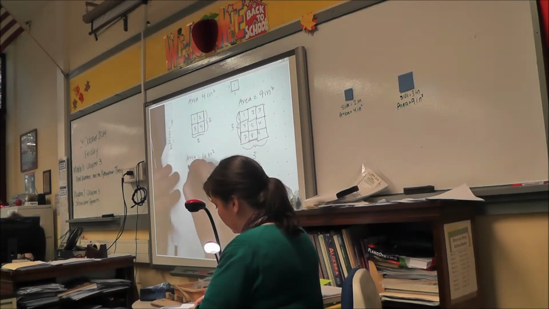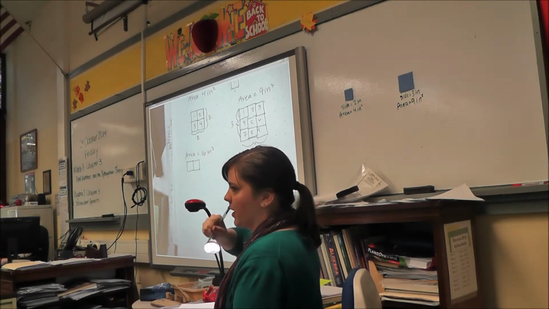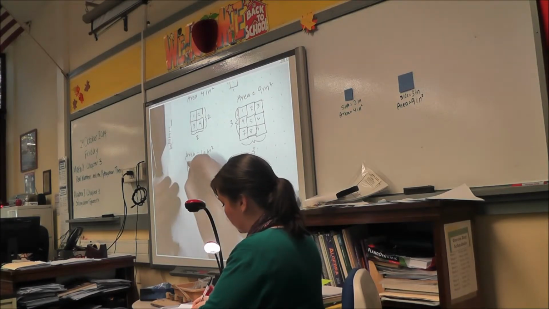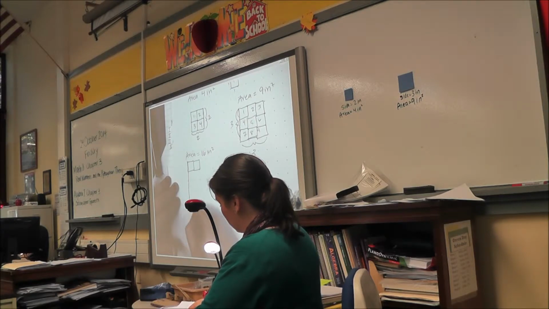I would need 16 of these little boxes, right? I'm not going to draw all 16. Someone tell me, how many should I go down? Kelly? 4 spaces. And how many should I go across? 4.